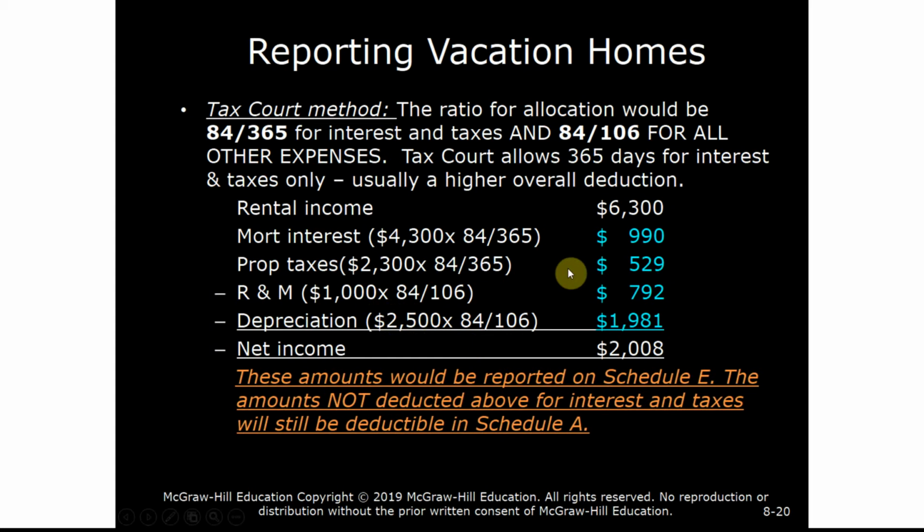Tax court method, again, this applies to the mortgage interest and property taxes only. So we have a rental income of $6,300. Mortgage interest we're going to allocate using the tax court method: 4,300 times 84 into 365, 84 days of rental divided by a total of 365 days in a year. Property taxes, same thing under the tax court method, 84 into 365 times 2,300 gives 529. And then the rest of the costs we allocate using the IRS method. In this case, we have net income of $2,008, which is reported on Schedule E.